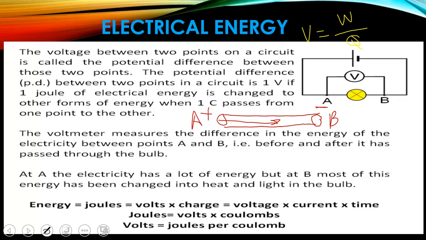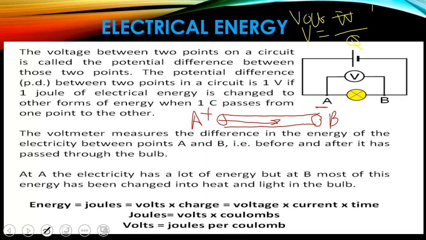So let's complete. Again, the voltage between 2 points on a circuit is called the potential difference between these 2 points. The potential difference between 2 points in the circuit is 1 volt if 1 joule of electrical energy is changed to other forms of energy when one coulomb passes from one point to another point. The measuring unit of the potential difference is called the volt.